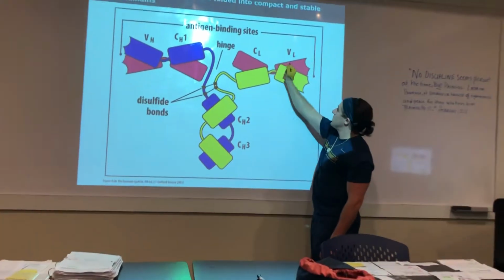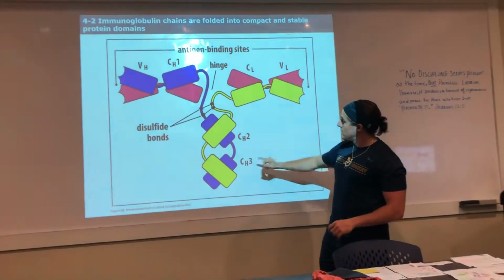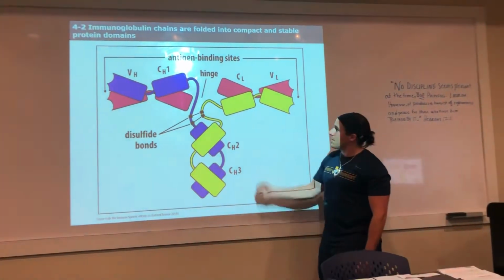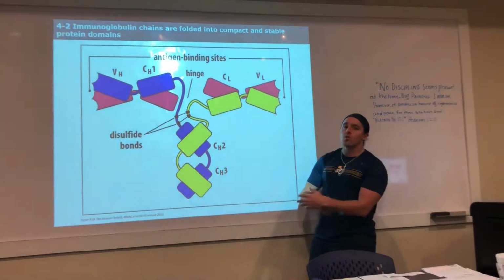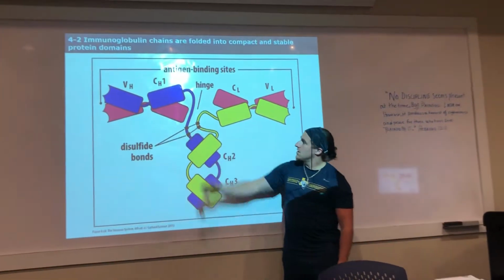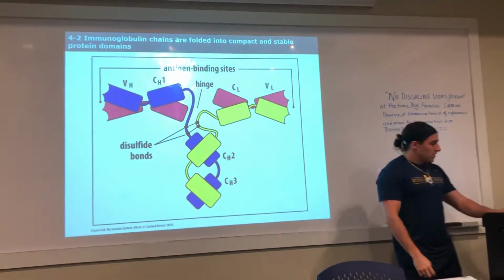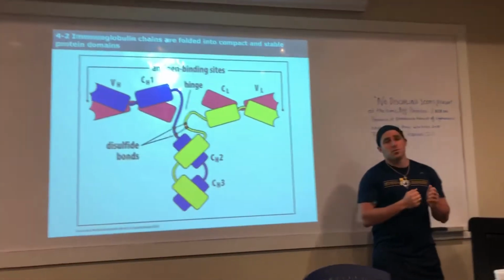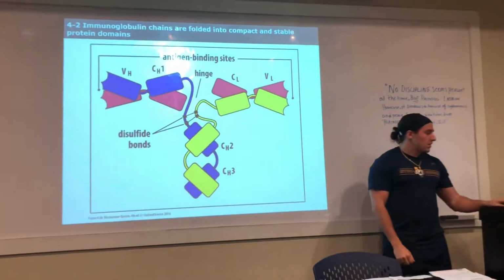So we have constant light chain, variable light chain, constant heavy chain, constant heavy chain, constant heavy chain with a variable heavy chain over there. And same thing, this is before the actual protease, because you can still see these disulfide bonds, right? So going a step further, that hinge gives it the variability to be folded, right? It can actually bend and move.